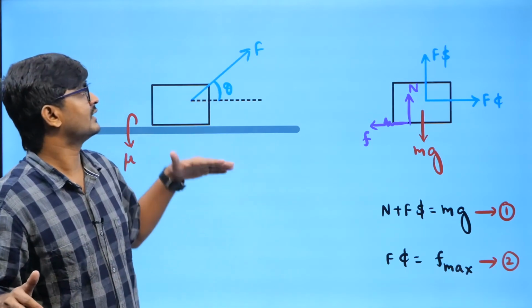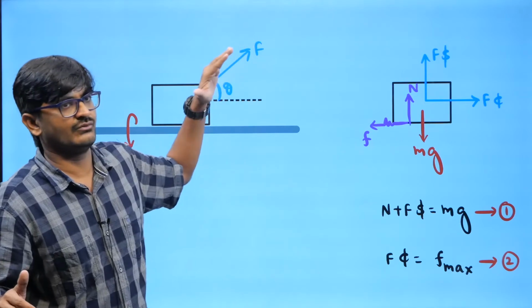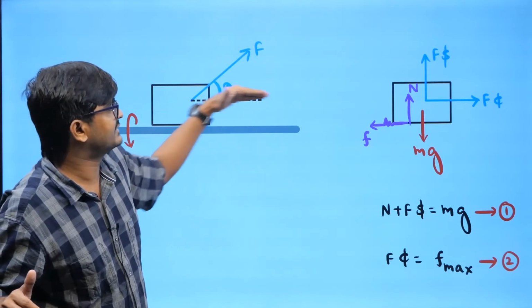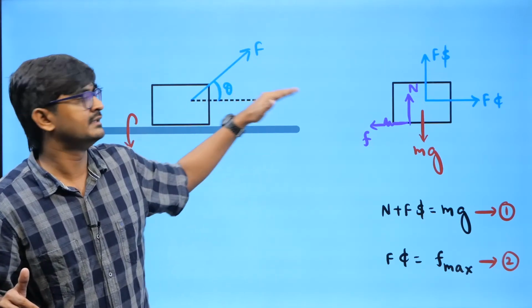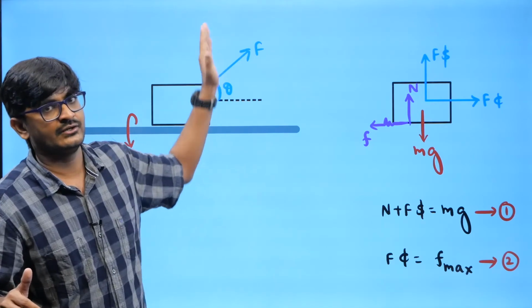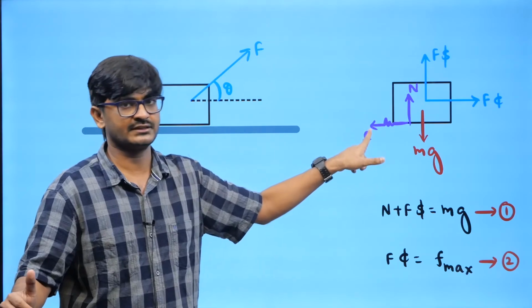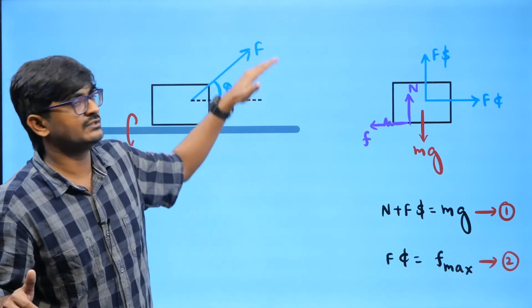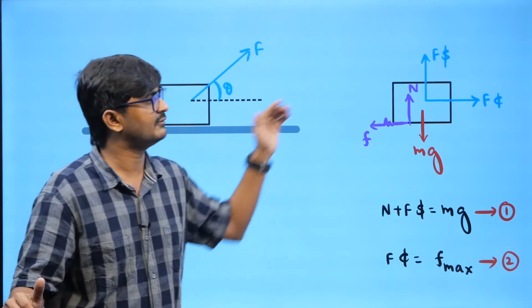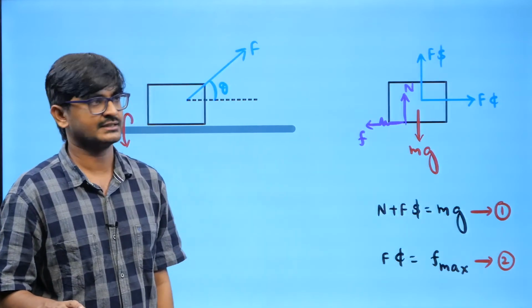For that, I will be applying force at an angle. Why am I doing this? So that I will have some component which will be pulling it, and another component which will be trying to reduce the normal. Reducing the normal means reducing the friction also. So I am applying force at an angle so that I can reduce friction, as well as have some force in the horizontal direction which can pull it.